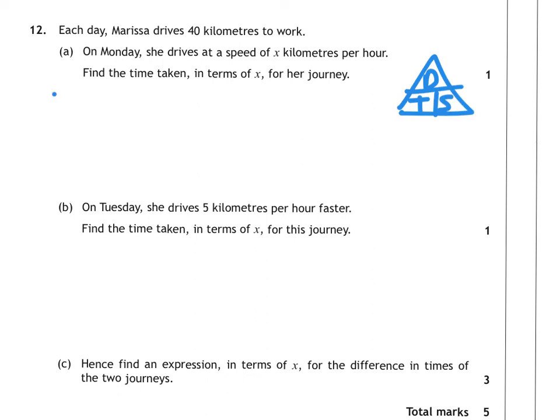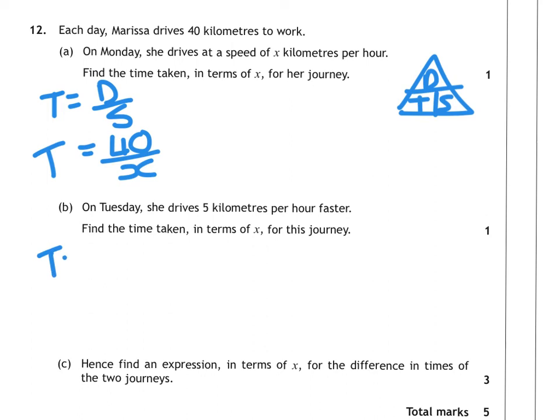Speed, distance, time. Time equals distance divided by speed. So her distance, her drive to work is 40 and her speed was X. So there's her time on Monday. On Tuesday, she drives at 5 kilometres per hour faster. So on Tuesday, her distance would still be 40, but her speed would have been X plus 5 because she drove a bit faster, okay?